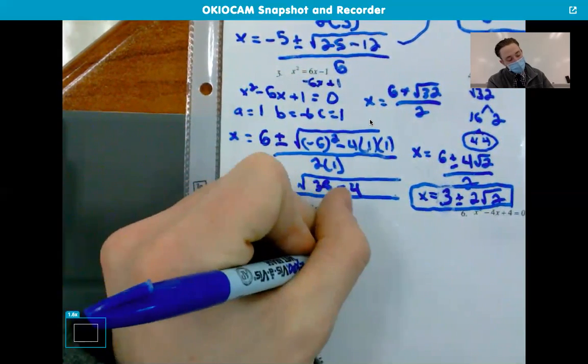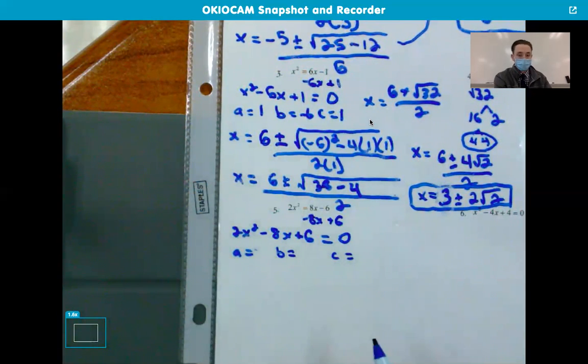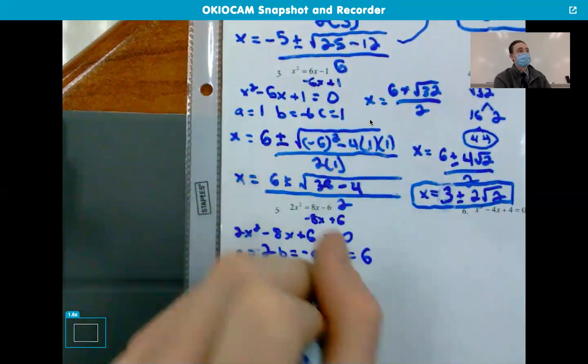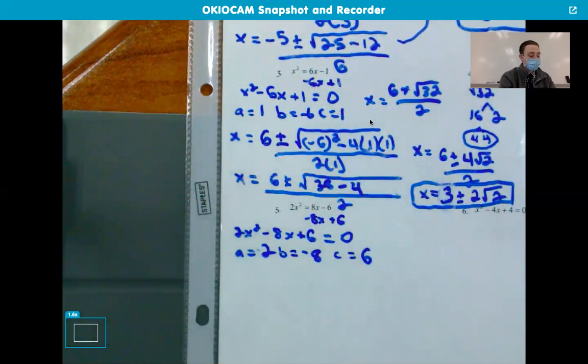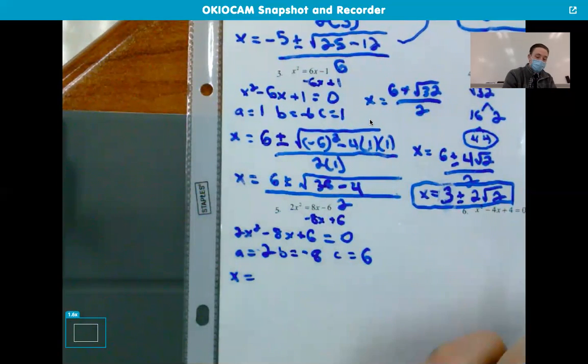List my A, B, and C values. What are A, B, and C? 2, negative 8, and 6. Good. 2, negative 8, and 6. When I plug those values into my equation, what's it going to look like? What's my next line going to be?